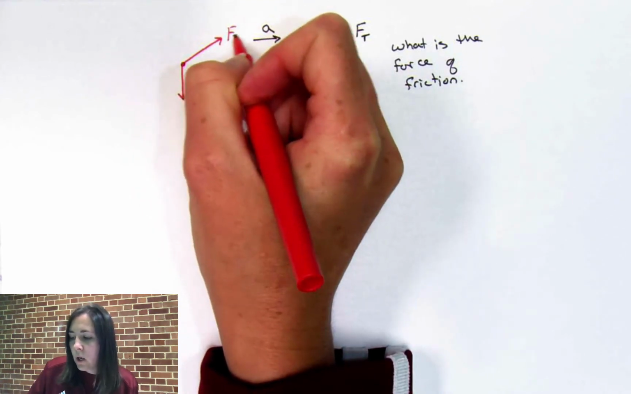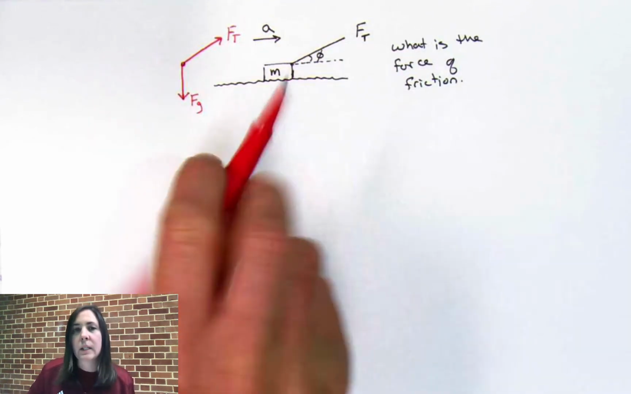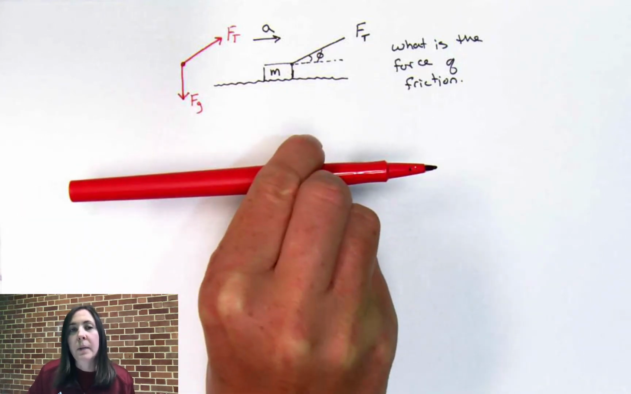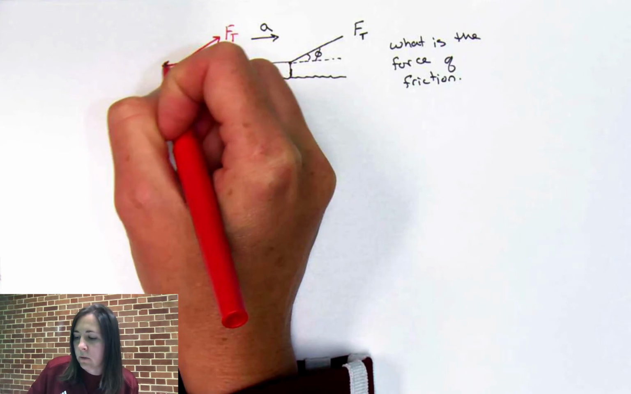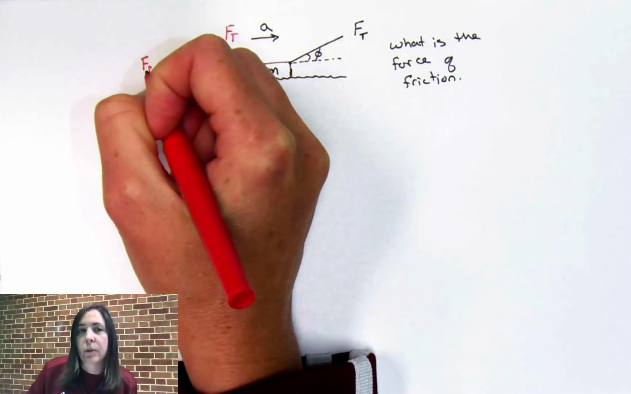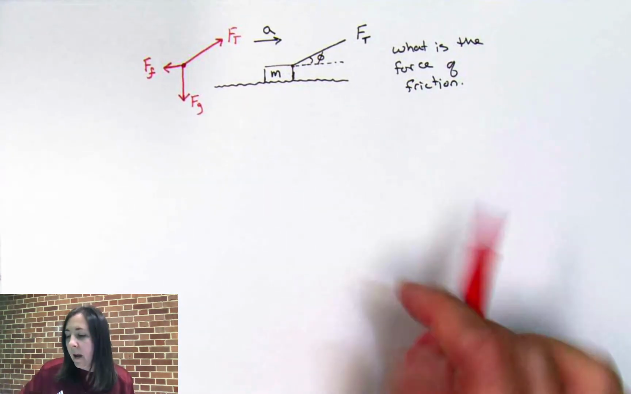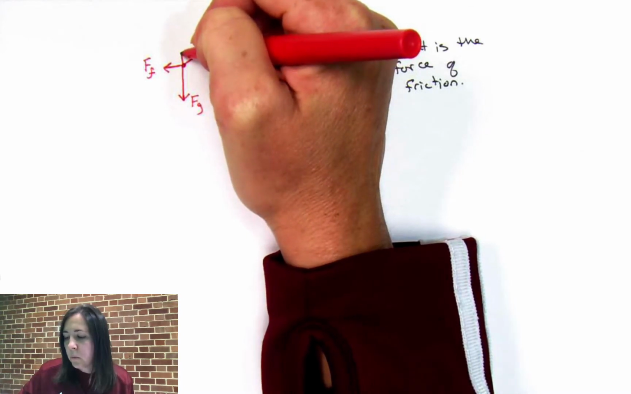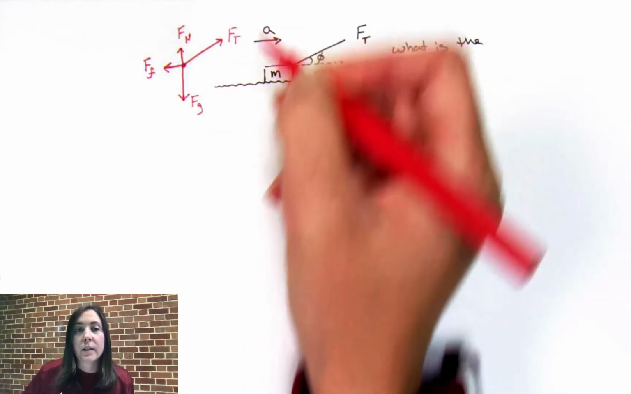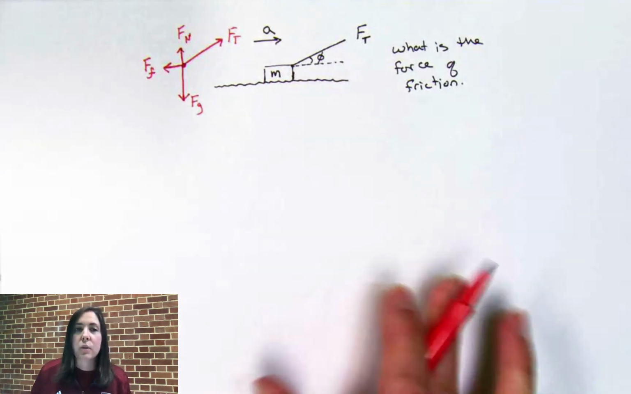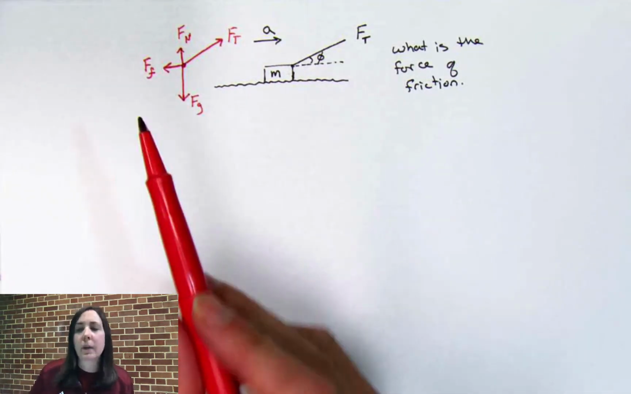y direction. All right, so if this block is accelerating to the right, that means the right force is going to be bigger than the left force. So I'm going to make this a little smaller. This is going to be my force of friction. That's what we're going to be looking for. And then the normal force, which is going to be smaller than the force of gravity because this is being pulled up. All right, so we've drawn a picture, we've drawn our free body diagram.